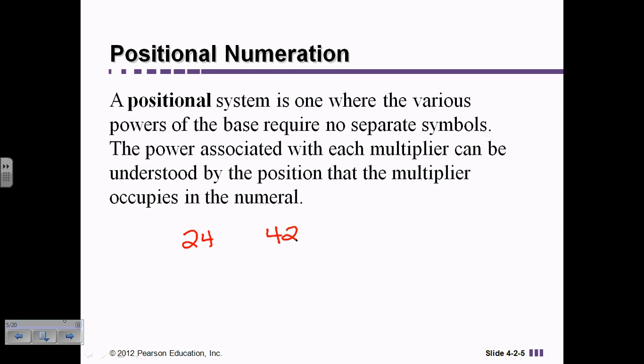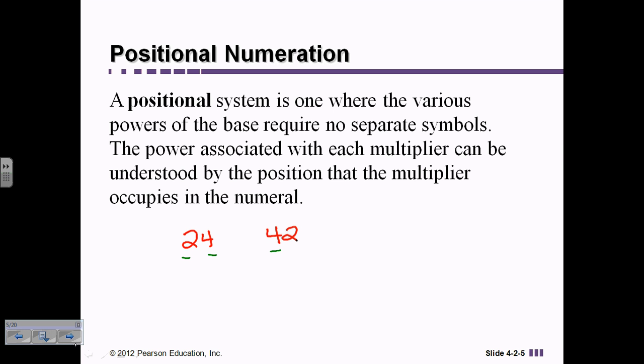A good example is the number 24 and 42. Both of them have the same face values. They have a 2 and a 4, but because of the position of the numbers, they have different values. You have 2 in the tens place, so it's 20, whereas in the second number you have 4 in the tens place, so that's 40. That's what we mean by a positional number system.